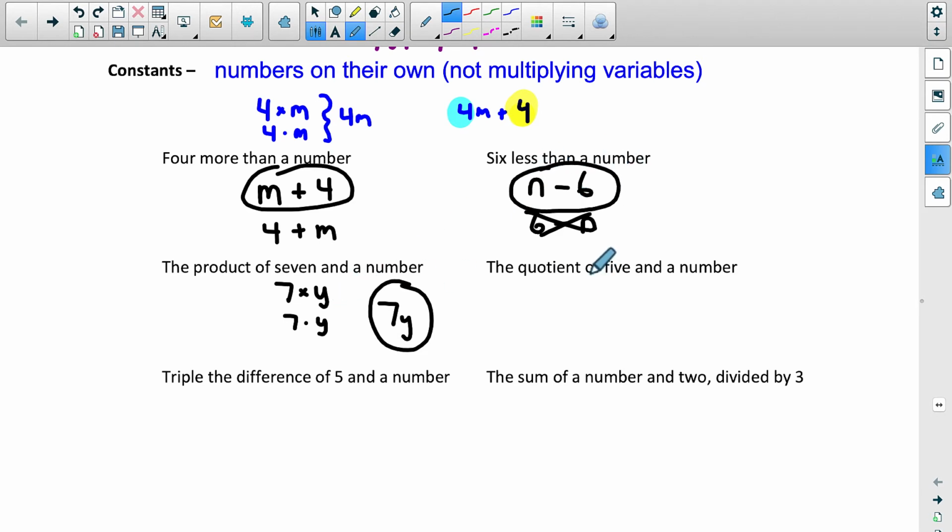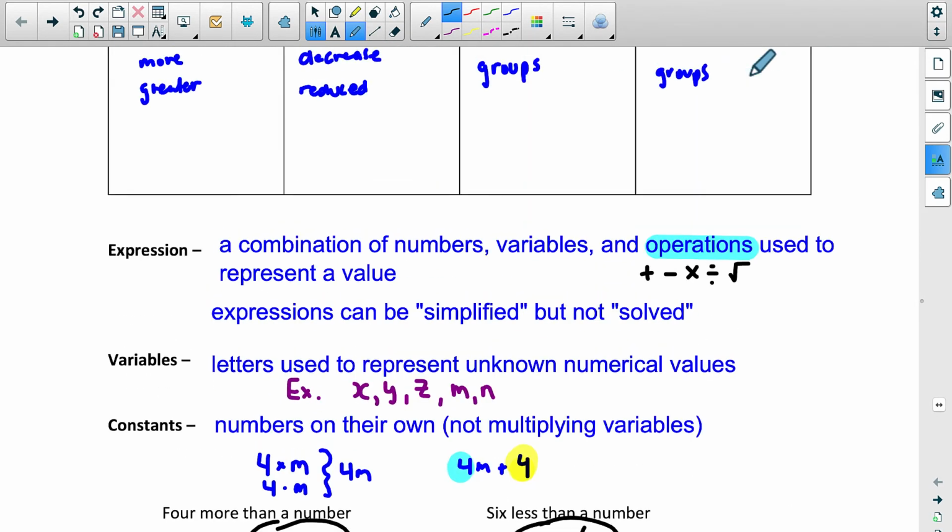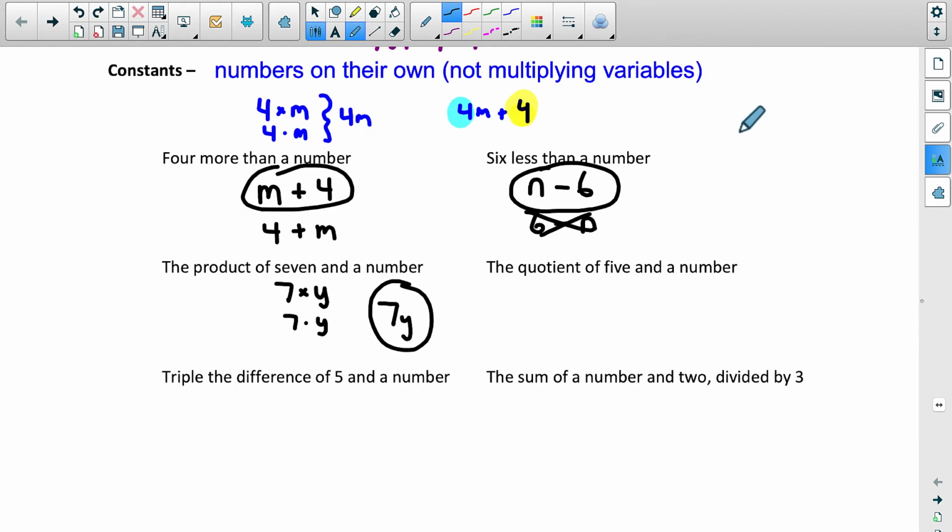Okay, the quotient of 5 and a number. Quotient, that is division. We're going to divide this time. So, the quotient of 5 and a number. So, here's another thing.